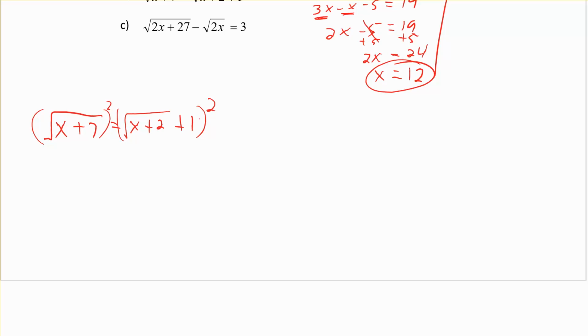And this will look a little bit different. The left side's easy because the squared and the square root are going to cancel. And I'm going to have x plus 7, so that's simple enough. But this side now, I can't just get rid of the square root symbol because this squared actually looks like this.